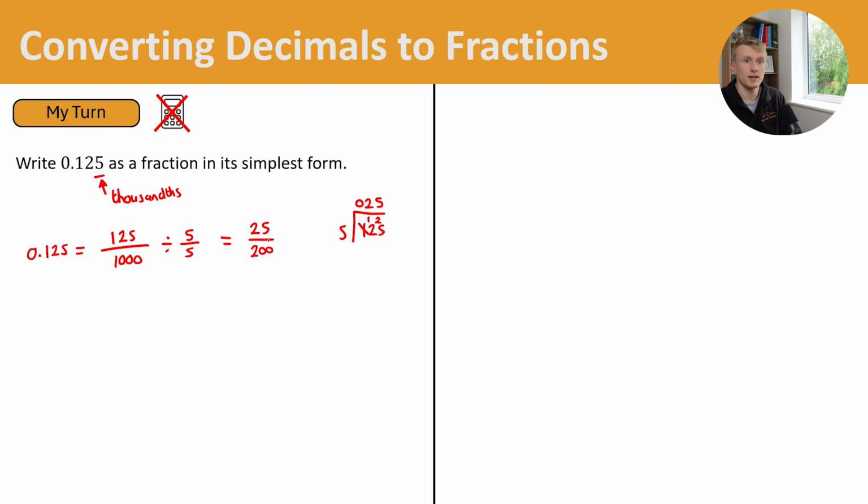At this point, I want to check and see, okay, have I fully simplified it? And the answer is no, because these are both divisible by 5 again. So on my next line, I'll say that 25 over 200 can be simplified further by dividing by 5 again. 25 divided by 5 is 5, and 200 divided by 5 is 40. And we're still not done. We can simplify this fraction further. Both 5 and 40 are divisible by 5 again. So I'll say that 5/40ths can be simplified by dividing by 5 on the numerator and the denominator. 5 divided by 5 is 1, and 40 divided by 5 is 8. Therefore, 0.125 is equal to 1/8.